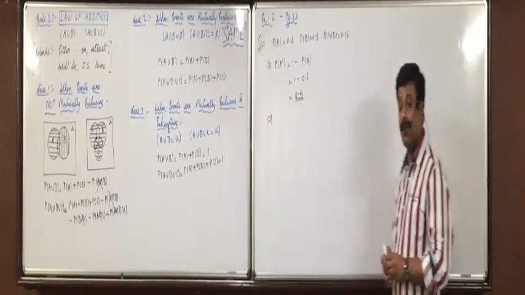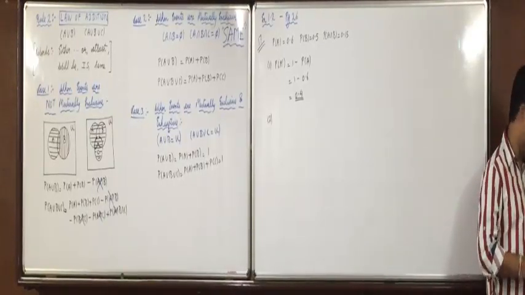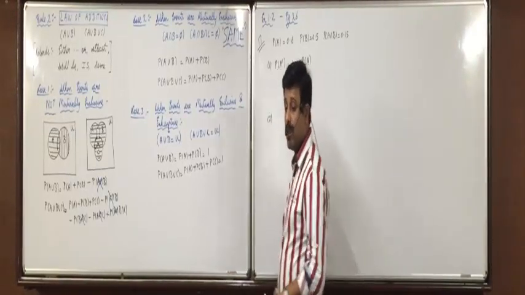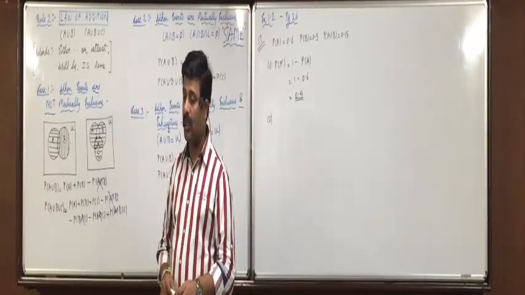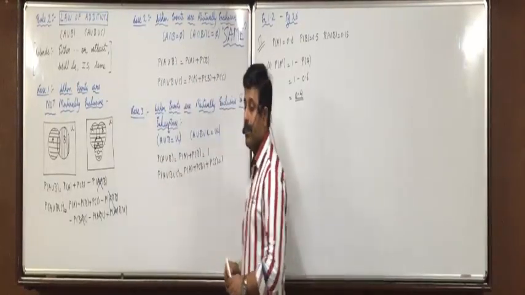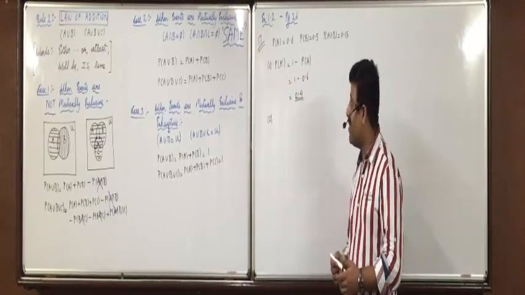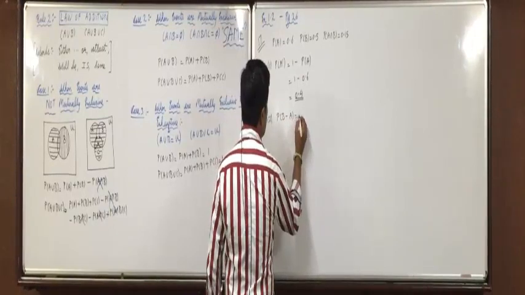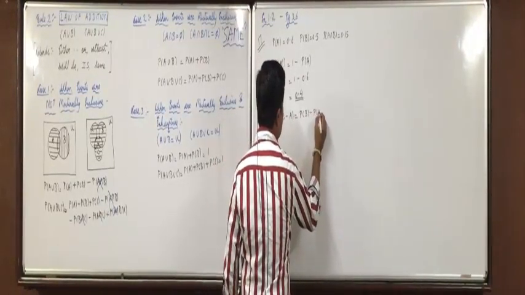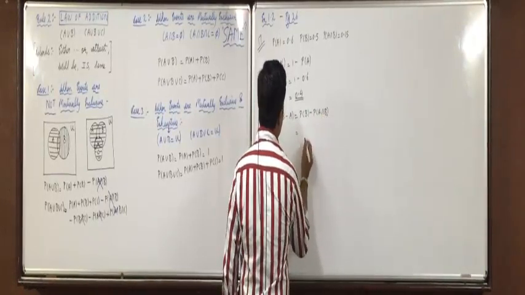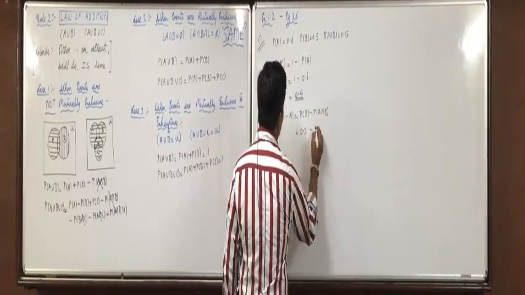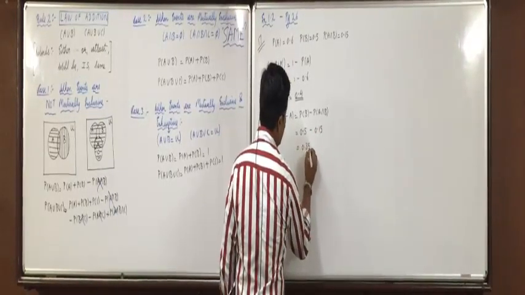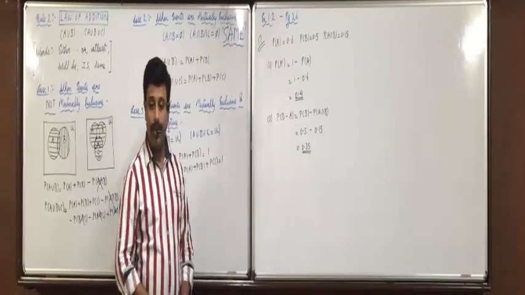Did you all understand this? All of this we have already written in the notes. Now the second one is P(B minus A). What is P(B minus A) equal to? P(B) minus P(A intersection B), the difference event B minus A. So P(B minus A) equals P(B) minus P(A intersection B). What is P(B)? 0.5 minus P(A intersection B) 0.15. So 0.35. All of you are able to understand this?